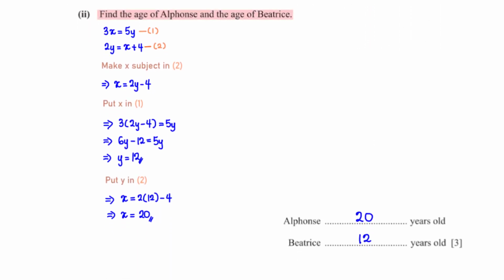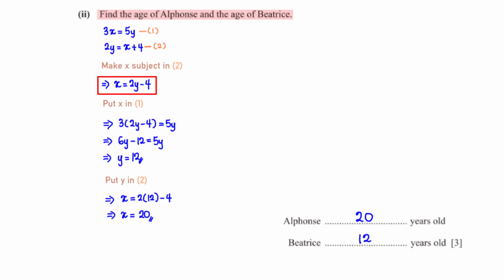Find the age of Alphonse and the age of Beatrice. Alphonse's age is x and Beatrice's age is y. So to get x and y, we need to solve the two equations we got from the previous question simultaneously. We will be using the substitution method. So first, let's make x the subject in equation 2. This gives us x equals 2y minus 4.